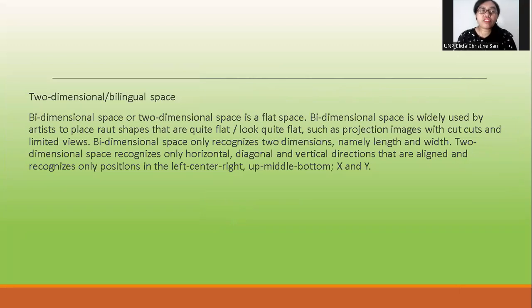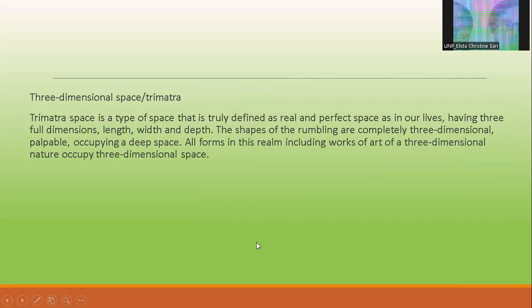Now we are talking about two-dimensional space. The dimensions of two-dimensional space are given as length and width. And then the next is three dimensions, trimatra space. This is the space we really find in our real space and our life.